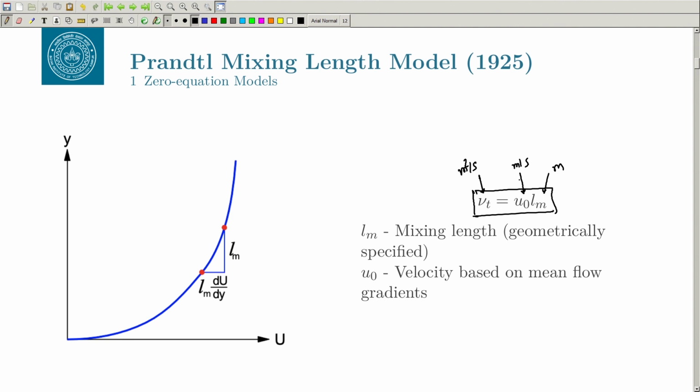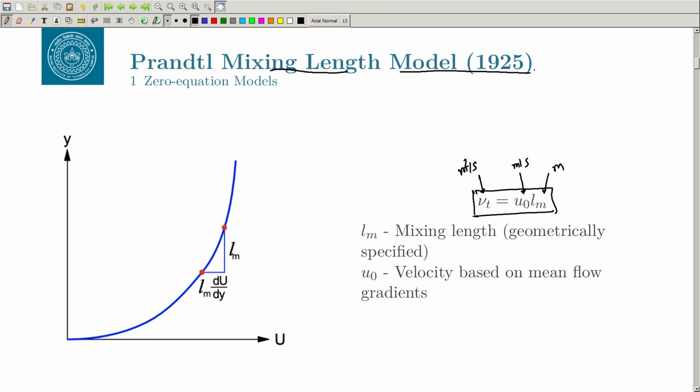So, before we go to the more advanced models like K epsilon, K omega, SST omega, etc., I want to look at some of the earliest development of these turbulence models. One of the earliest models was proposed by Prandtl, called the Prandtl mixing length model, and it has worked quite well for very simple, canonical flows, and that is why it is important to know about the historical aspect of this model development.